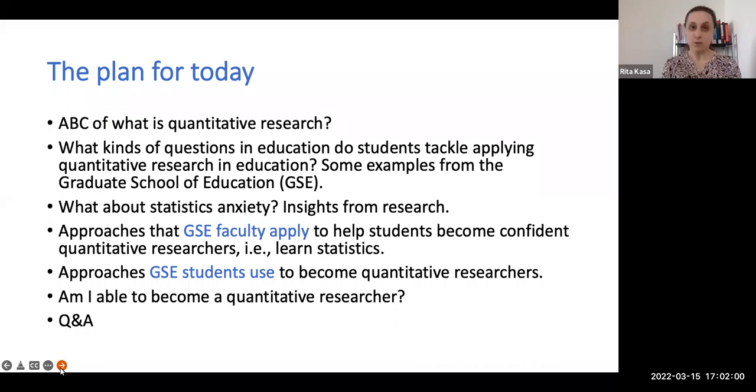Then I would like to turn to the main topic of today, which is statistics anxiety, and highlight some insights from research. And then I will also say some words about approaches that GSE faculty apply to help students become confident quantitative researchers, that is, learn statistics, and also outline approaches that students have shared with me that they use to gain confidence in conducting quantitative research. And I would like to conclude with a rhetorical question. Am I able to become a quantitative researcher, that maybe some of you in the audience may ask?